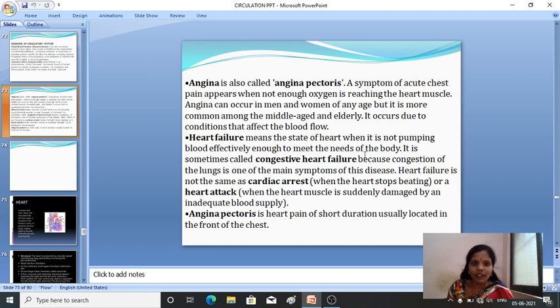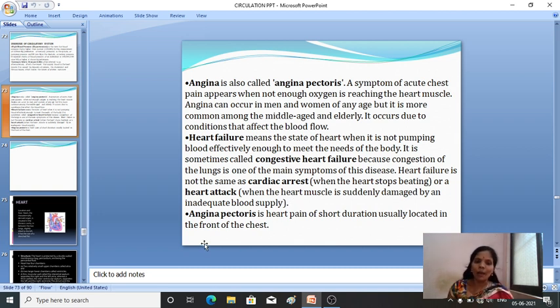Fine. It is sometimes also called congestive heart failure because of the congestion of the lungs, which is one of the main symptoms of this disease. Heart failure is not the same as cardiac arrest or heart attack. Cardiac arrest and heart attack are the same, but heart failure and heart attack are different. A heart attack is mainly caused when the heart muscles are suddenly damaged by an inadequate blood supply.